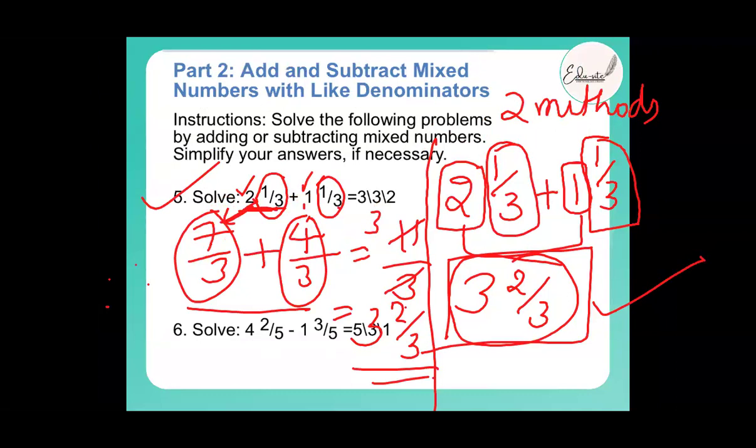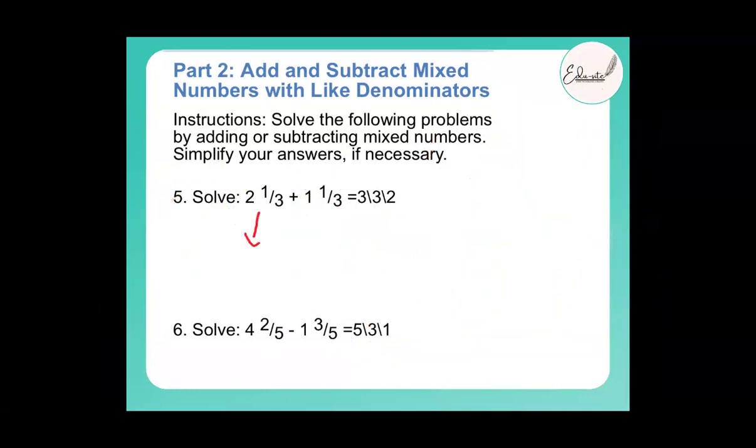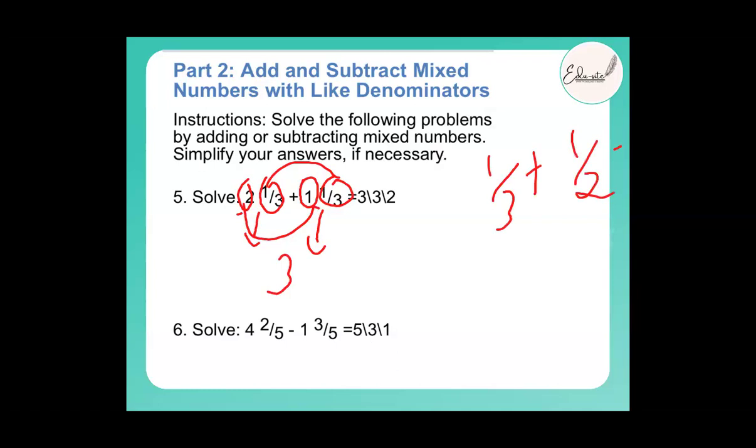Okay, so I've told you that there are two methods to solve these problems, right, Anis? You can convert it into the improper fractions and solve, or you can add up the whole numbers first and then add up the fractional part. Whole numbers, 2 plus 1 is 3. 1 by 3 plus 1 by 3 will give you what, Anis? 1 and 1 is added up, 2 by 3, so it is 3 2 by 3.